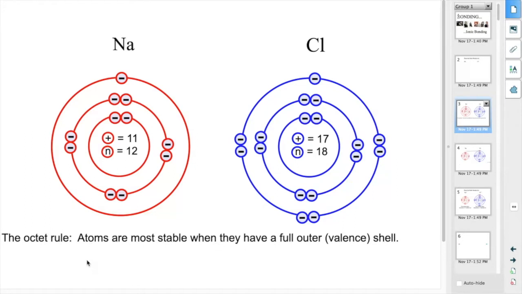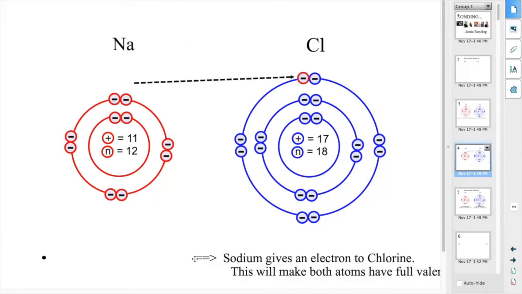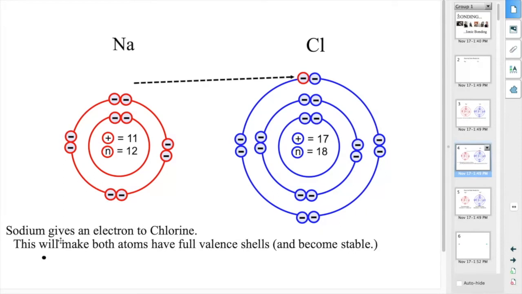And as you can imagine, what's going to happen? You got it. The sodium is going to give the electron to chlorine. So in order to be happy, the sodium is going to give that electron to chlorine. And this makes them both happy. This makes them both stable. This makes them both have full valence shells. And now they are both just thrilled because they've got that full outer valence. Very easy solution. Sodium loses the electron, gives it to chlorine.